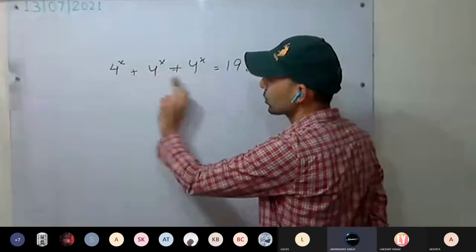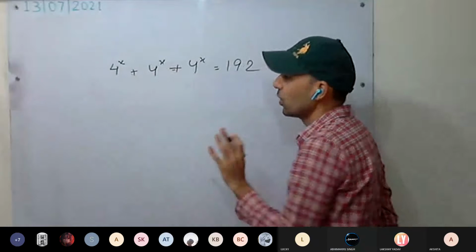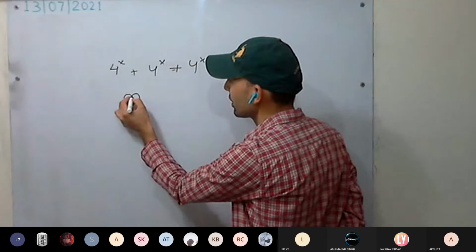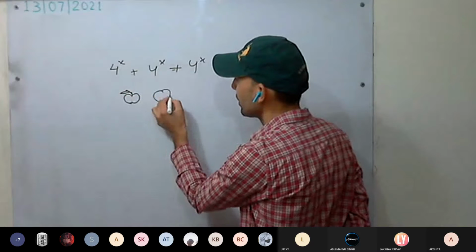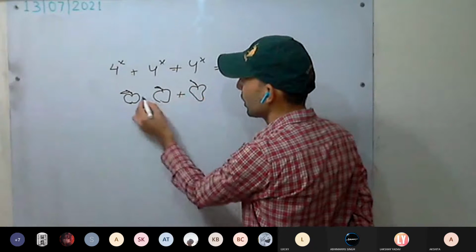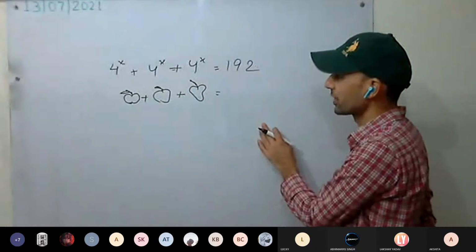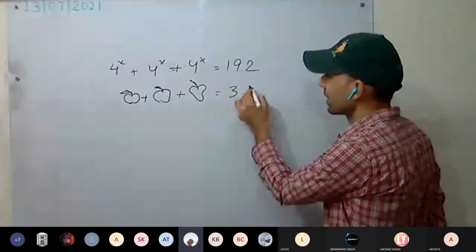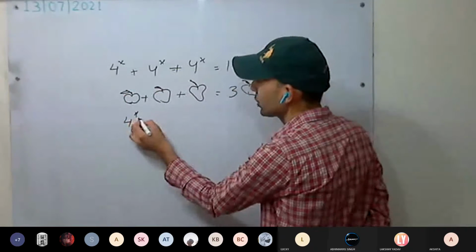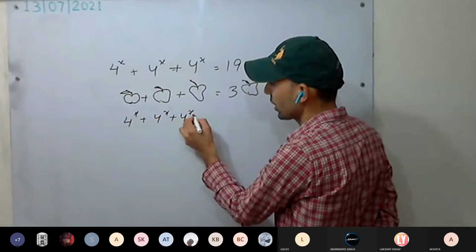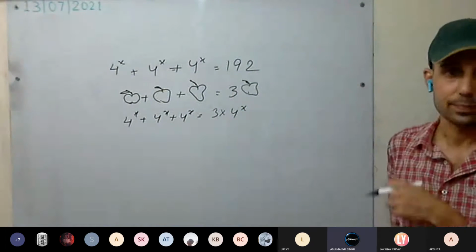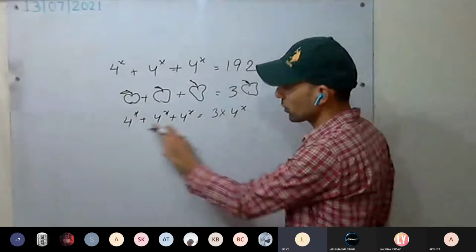See here, can we take 4 raised to power x common? How many 4 raised to power x are there? If I gave you apple plus apple plus apple, how many apples do you have? 3 apples. Now 4 raised to power x plus 4 raised to power x plus 4 raised to power x, how many do you have? 3 into 4 raised to power x. Yes or no?